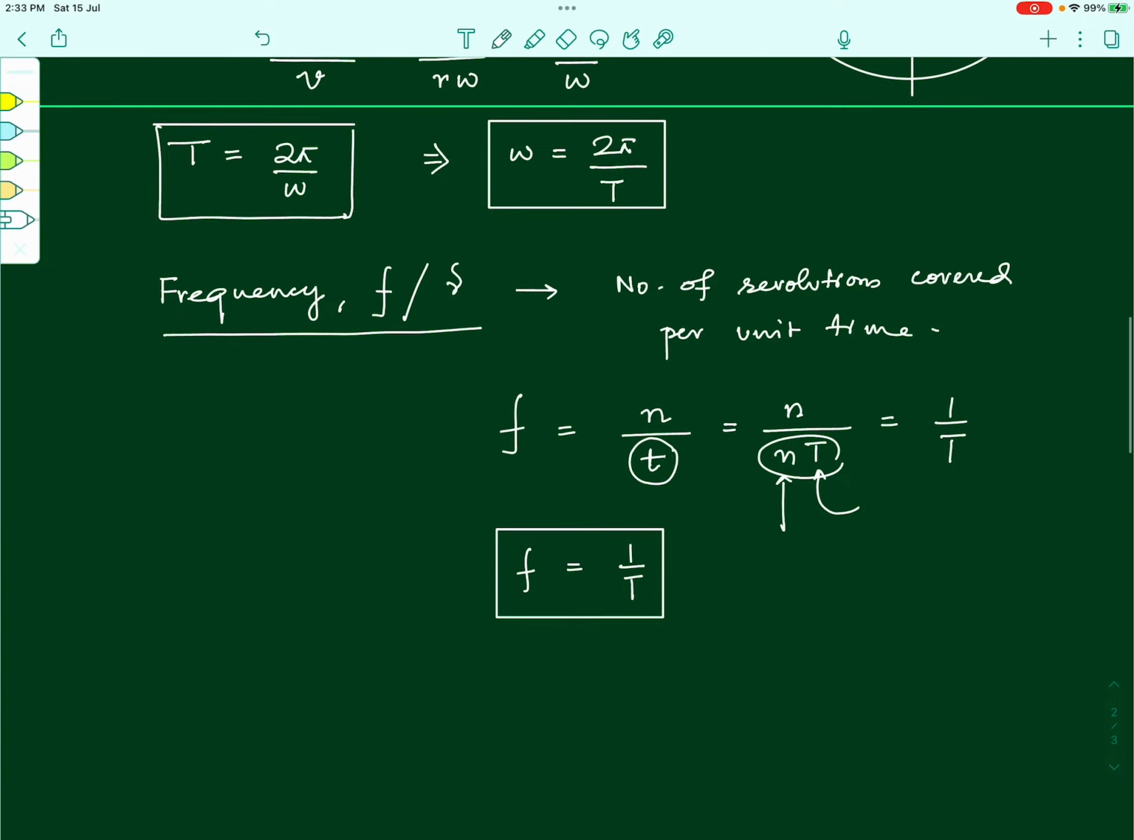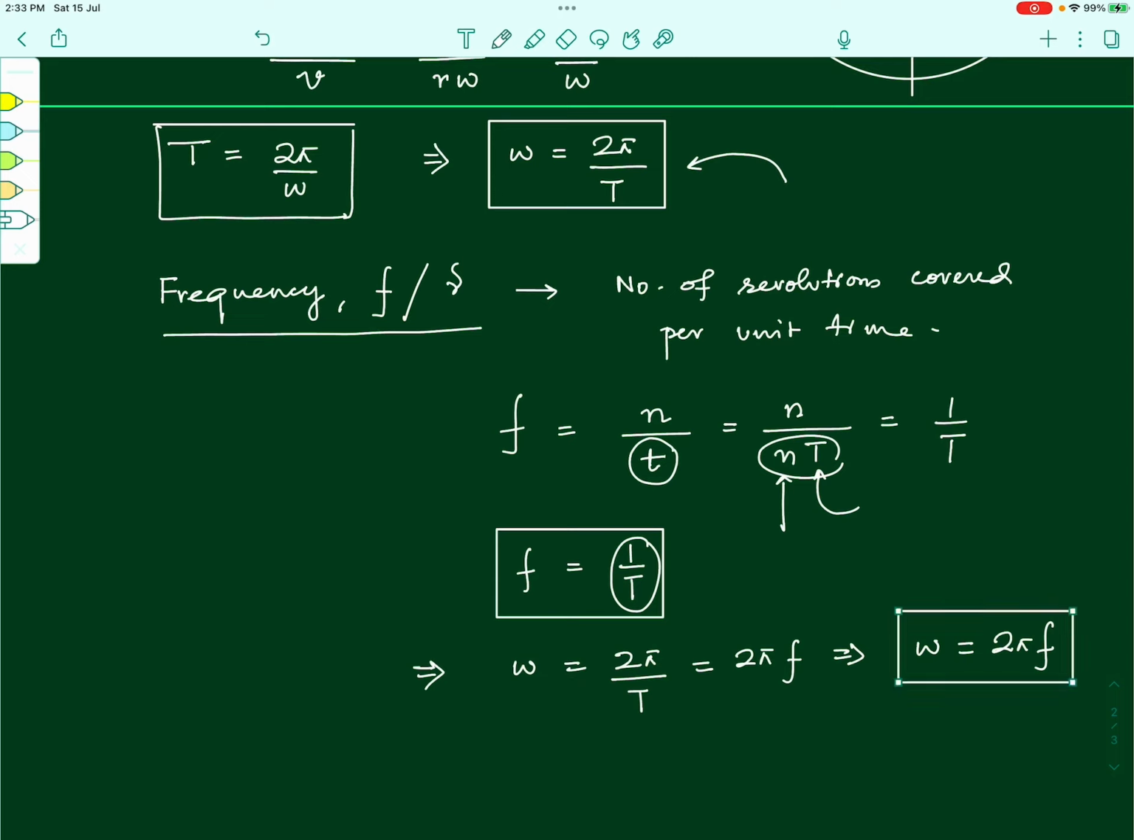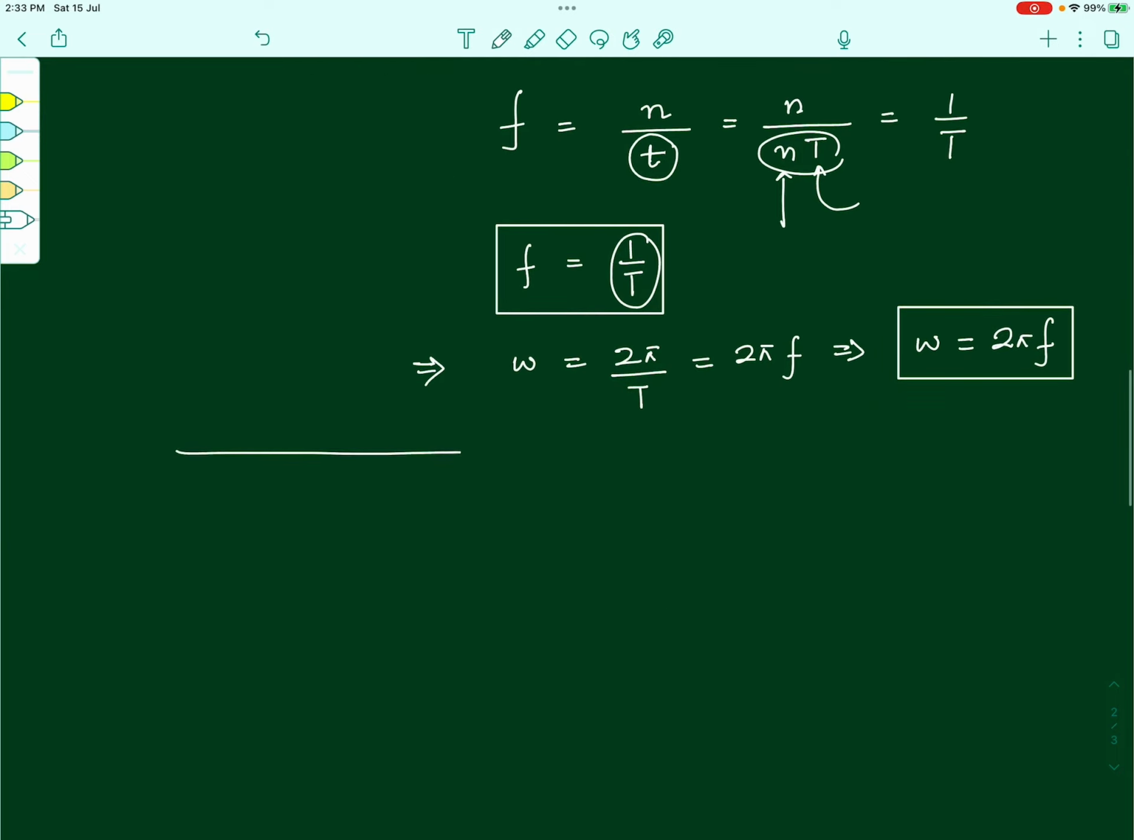Using this relation in the expression for omega, we can write omega, which is 2 pi by capital T, as, see that 1 by T is written as f. So, we can write this expression as 2 pi f. Another important relation that relates angular velocity with frequency of the moving body. Okay. Now, next thing is the relationship between v and omega.